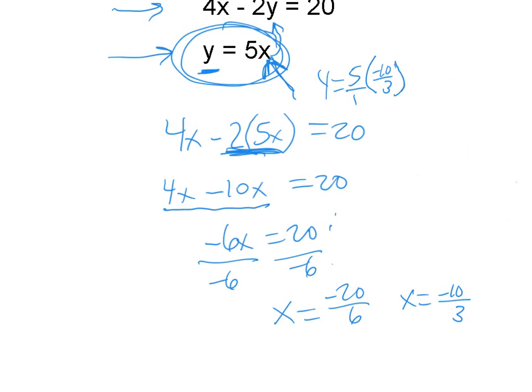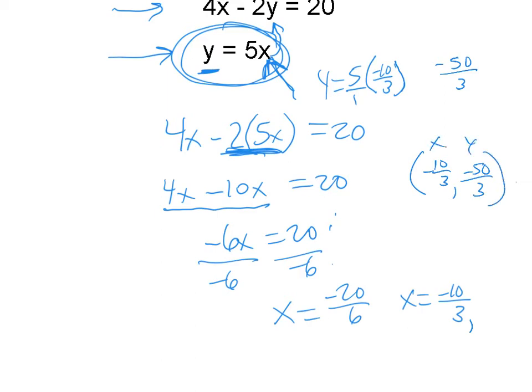Okay, so if I do my multiplication, I get negative 50 over 3. And I can't reduce that at all. And so there's my y. So I get negative 10 over 3, negative 50 over 3. There's my x and there's my y.